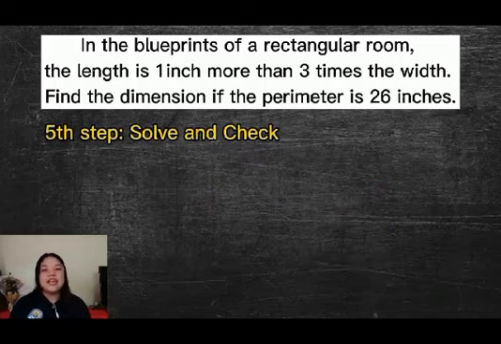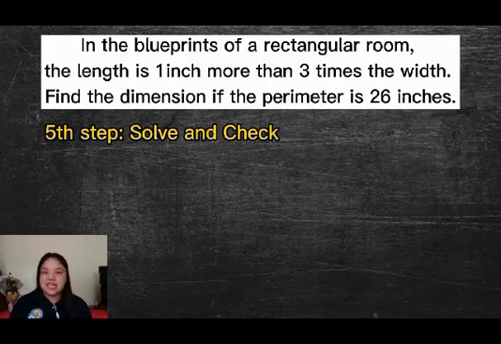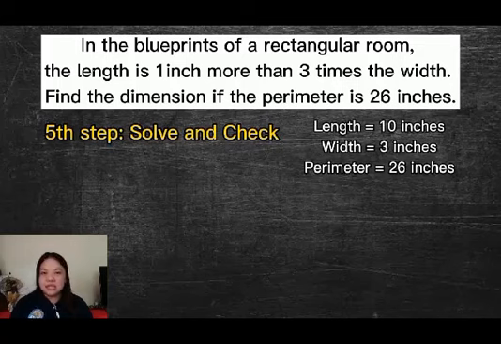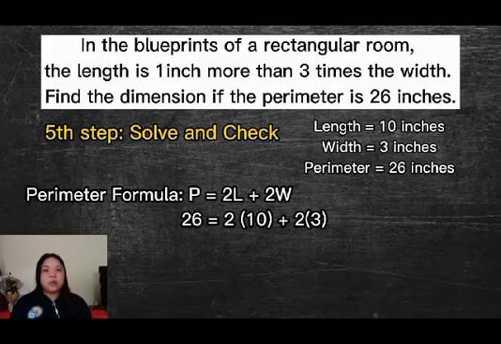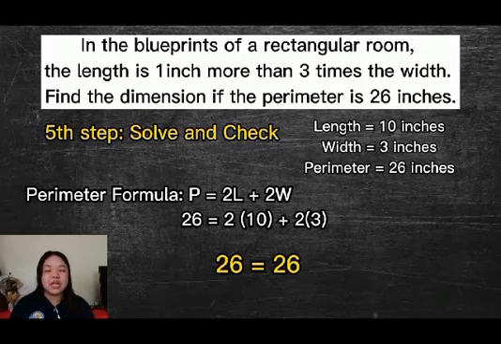Now, to verify if we answered what is being asked from the problem, let's check it. Based on what we get, the length is 10 inches and the width is 3 inches. And as given, the perimeter is 26 inches. To check, let's use the perimeter formula and let's distribute the given to see if it is equal to 26. So perimeter is equal to 2 length plus 2 width, which is 2 times the quantity of 10 plus 2 times the quantity of 3. And it is equal to 26. Therefore, we got the correct answer.